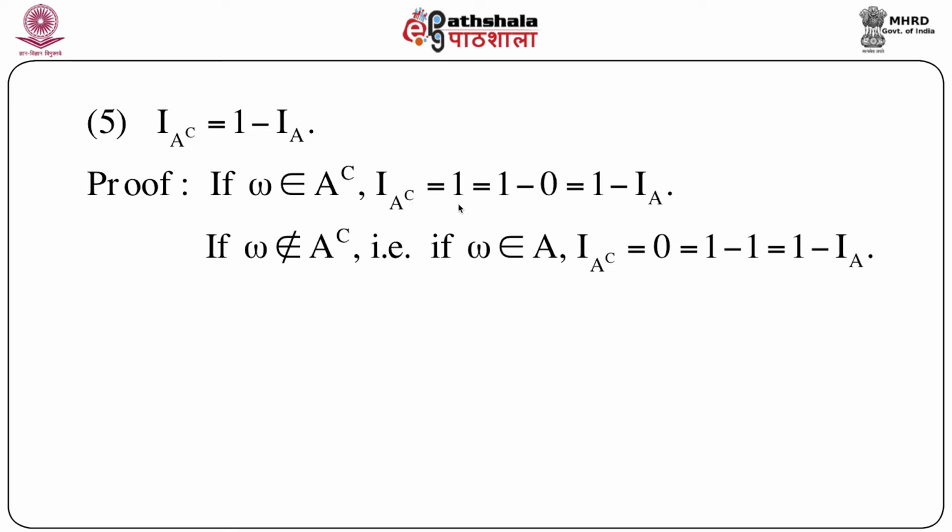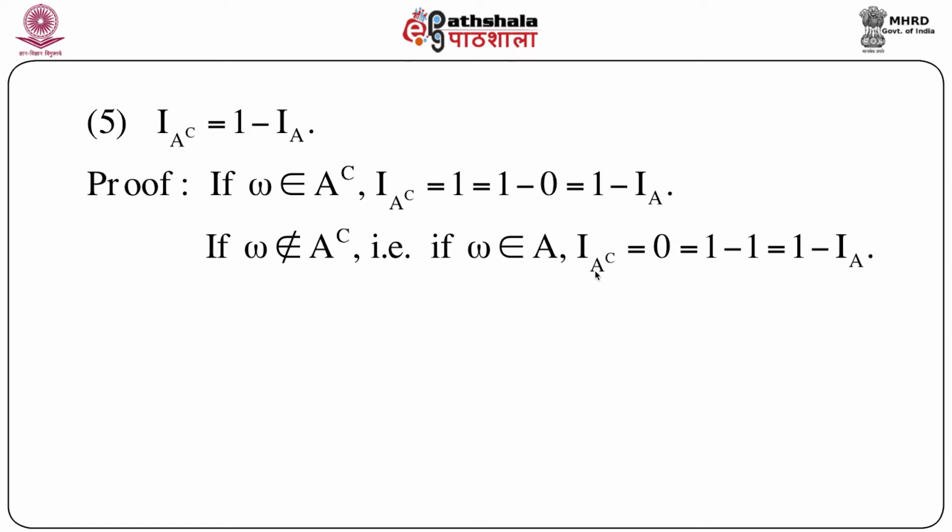Now if omega belongs to A complement, then naturally I of A is 0, because I of A is 1 if omega belongs to A, and I of A equals 0 if omega belongs to A complement. So we can write I of A complement equals 1 minus IA if omega belongs to A complement. Now what about the other part? That is, if omega does not belong to A complement, that means omega can belong only to A. Then again, by the definition of the indicator function, I of A complement is 0 because omega does not belong to A complement. And 0 means we can write 1 minus 1, and the second one is nothing but I of A because omega belongs to A, so IA equals 1.